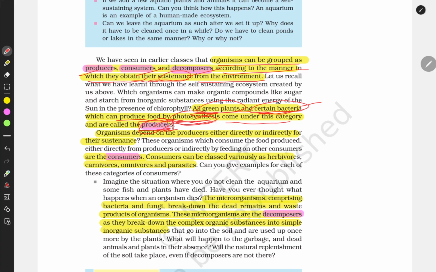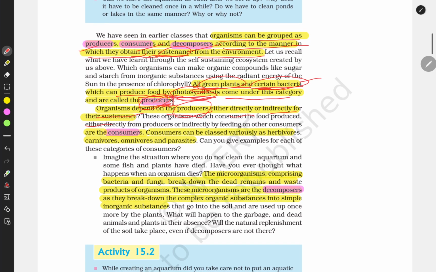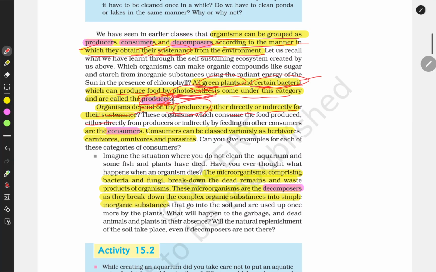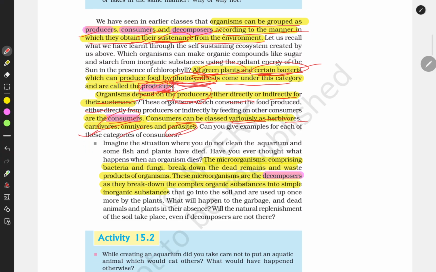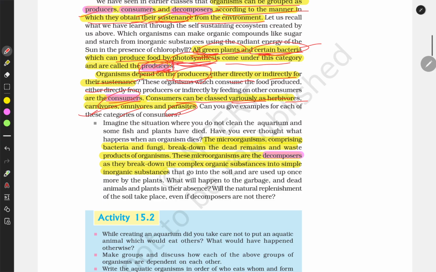Then the organisms which depend on the primary producers, either directly or indirectly, for sustenance are called consumers. Consumers are further grouped into primary consumers, secondary consumers, and tertiary consumers. Consumers can vary from herbivorous to carnivorous, omnivorous, and parasites. And after the top consumer, one more group comes, which is called decomposers.